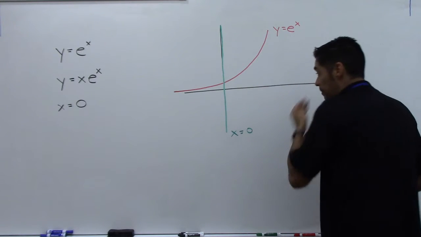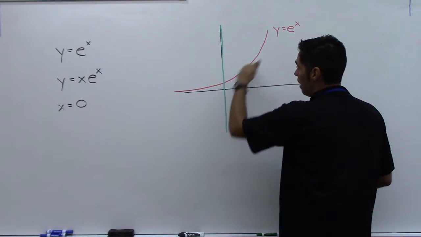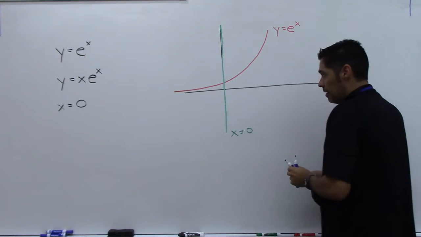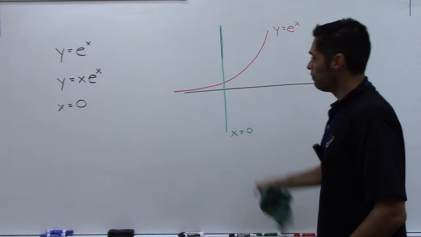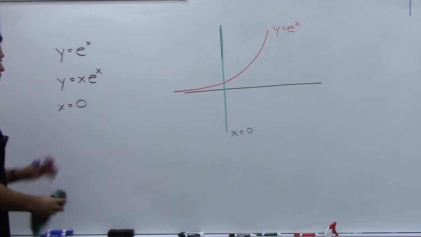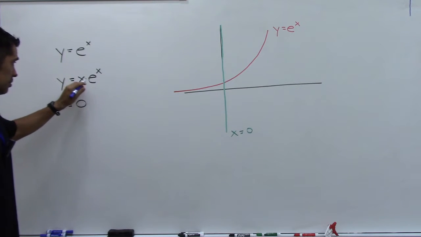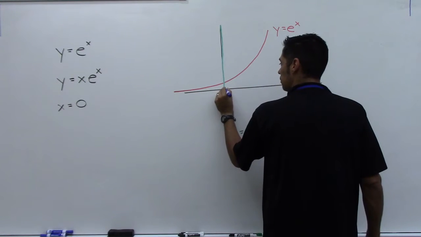So let's keep in mind that the picture we're going to look at has to be bounded by all of these. When I draw my next curve, that green one is going to create part of the region. Now x e to the x: if I plug in 0 for x, I get 0 times e to the 0, which is 0 times 1, that's 0. So at 0, I'm at 0.